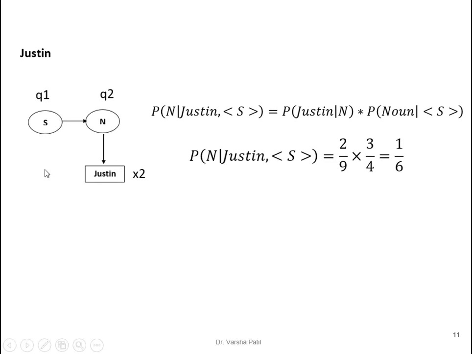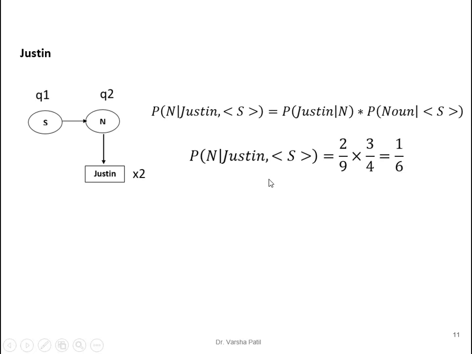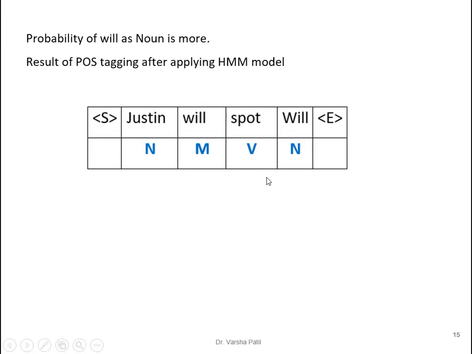So in this way we go noun, then modal verb, then verb, and then again noun. In this way we are following the path using the Viterbi algorithm. The probability of will as noun is more, and that is our last, and the result of the POS tagging after applying the HMM model. So this is the result: Justin gets noun, will gets modal verb, spot gets verb, and will gets noun. So this is all about the Viterbi POS tagging problem.